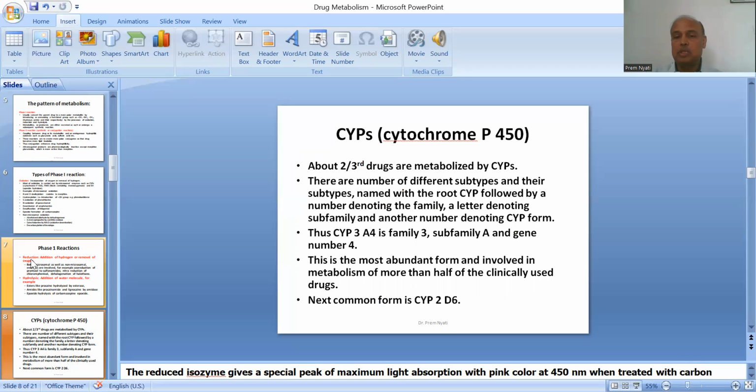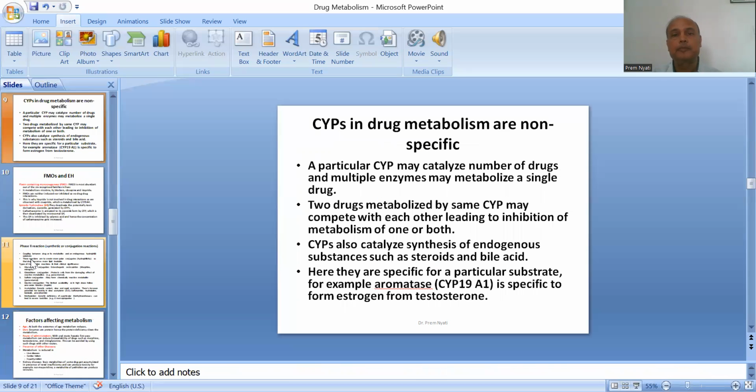Next common form is CYP2D6. CYPs in drug metabolism are non-specific. A particular CYP may catalyze a number of drugs and multiple enzymes may metabolize a single drug. Two drugs metabolized by the same CYP may compete with each other, leading to inhibition of the metabolism of one or both.